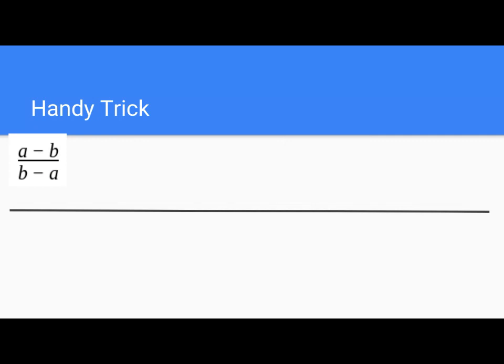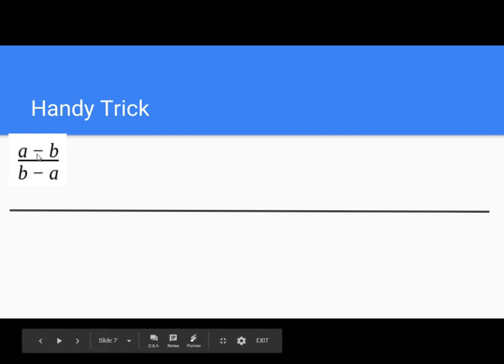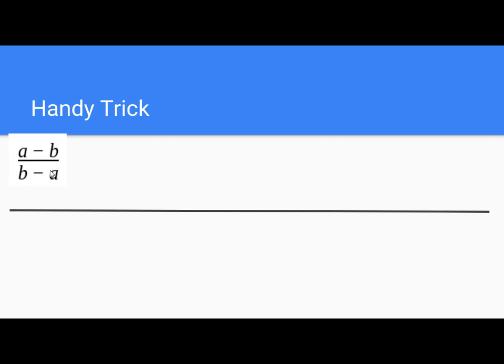If we run into this issue where it's almost something we can cancel, a minus b and b minus a, those are almost the same, where we would love to be able to just cancel those away to 1, but it's in the wrong order, a minus b and b minus a. If this was an a minus b, we'd be set, or if this was a b minus a, we'd be set. There is a handy trick that we can use to work around that. And it works like this.